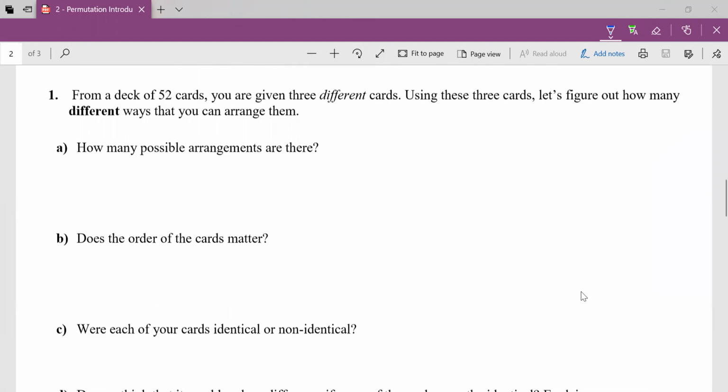So from a deck of 52 cards, you're given 3 different cards. So I don't know, let's say we got an ace of spades, we got a king of hearts, and we got the joker. No, we can't do the joker, 52 cards. We got, what's a good card? I don't know, we got a 10. Let's figure out how many different ways we can arrange them. Hey, there's that word I saw in the last video. How many possible arrangements are there?